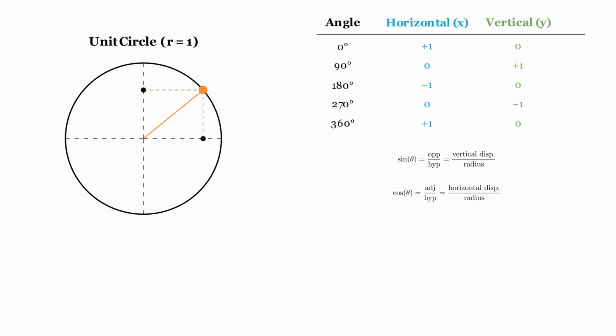Now, here is the real reason we chose a unit circle. Because the hypotenuse is 1. And when the hypotenuse is 1, dividing by it changes nothing. So, vertical displacement directly becomes sine theta. Horizontal displacement directly becomes cos theta. The displacement itself is the sine and cosine value.